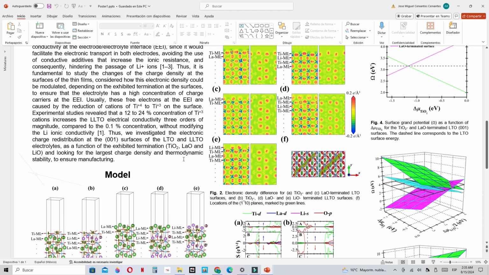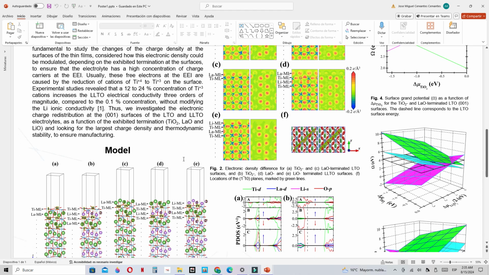redistribution on the 001 surfaces of the LTO and non-LTO electrolytes as a function of the exposed termination, titanium dioxide, lanthanum oxide, and lithium oxide, looking for the largest charge density and thermodynamic stability to ensure manufacturing.